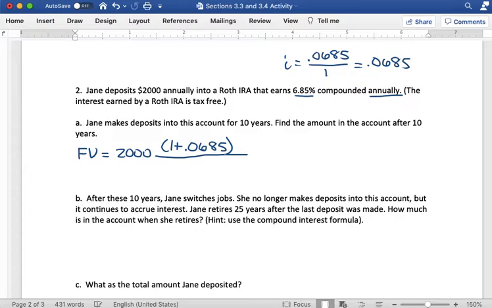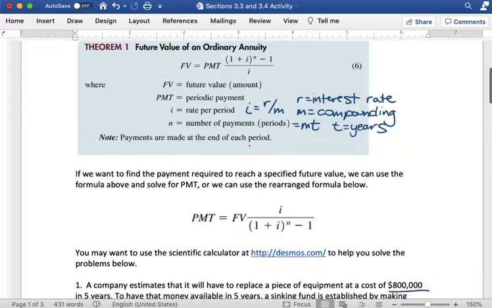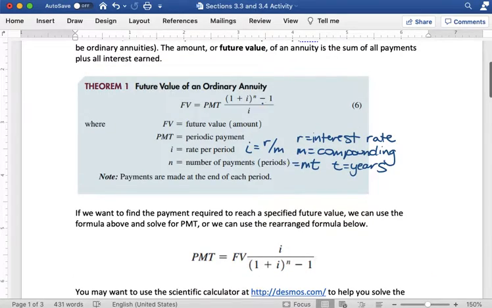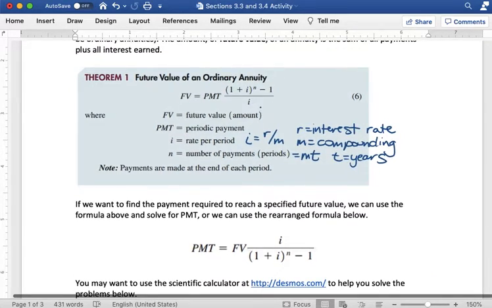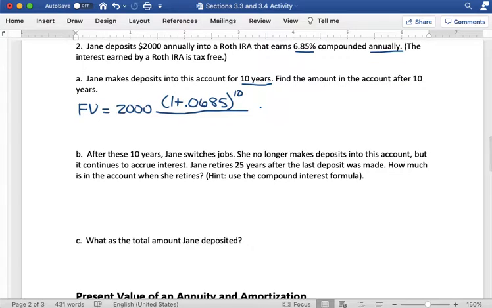And then for my exponent, it's going to be 10 years. So this is going to be 10 times 1, or just 10. And then don't forget, we have a minus 1 after that. And then we have I in the denominator. So we have minus 1, and then divided by 0.0685. Type that into my calculator.